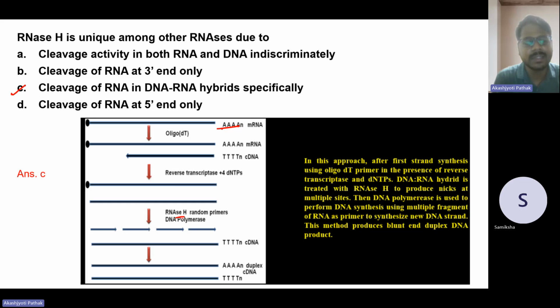And when you add RNase H, what has it done? It has created fragments of RNA. Now, using these fragments of RNA, the DNA polymerase can synthesize the complementary DNA sequences. So DNA polymerase is used to perform DNA synthesis using multiple fragments of RNA as primers to synthesize a new DNA strand. This method produces a blunt-ended duplex DNA product.